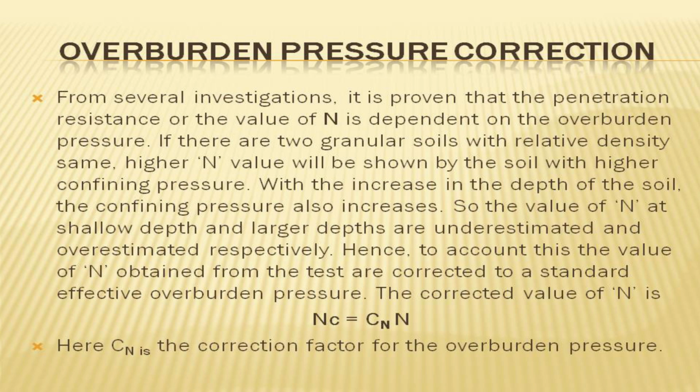Overburden pressure correction. From several investigations, it is proven that the penetration resistance, or the value of N, is dependent on the overburden pressure. If there are two granular soils with the same relative density, a higher N value will be shown by the soil with higher confining pressure. With the increase in the depth of the soil, the confining pressure also increases, so the value of N at shallow depths and larger depths is underestimated and overestimated respectively. Hence, to account for this, the value of N obtained from the test is corrected to a standard effective overburden pressure. The corrected value of N is as mentioned below. Here Cn is the correction factor for the overburden pressure.